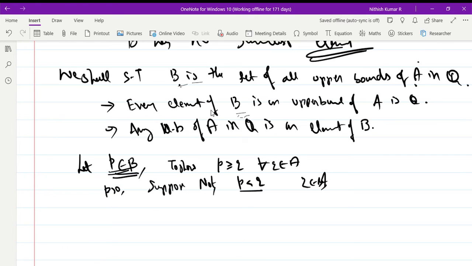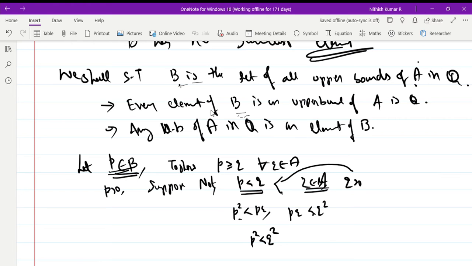Now if I multiply this relation by P, we get P square is less than P into q. Similarly, q belongs to A implies q is also greater than 0. Multiply q to this relation, we get P into q is less than q square. Now combining this, we get P square is less than q square.